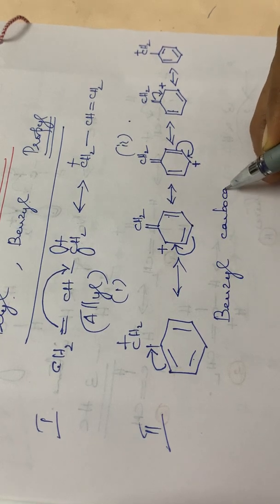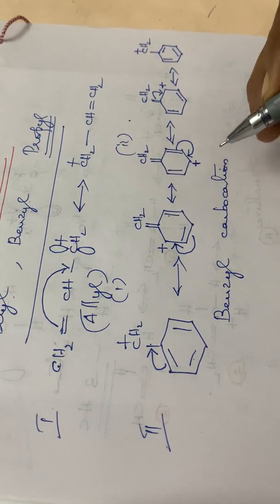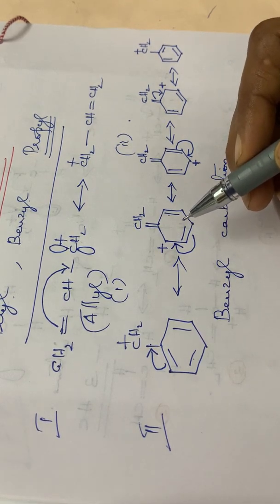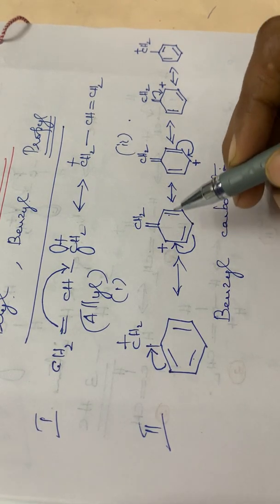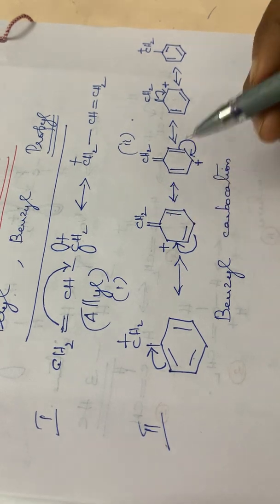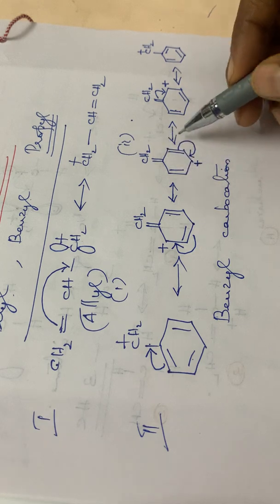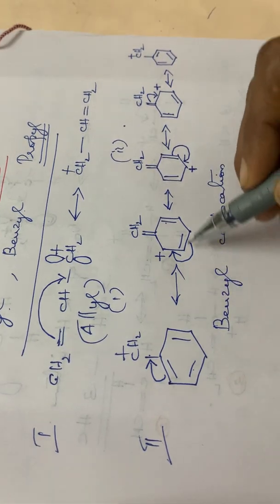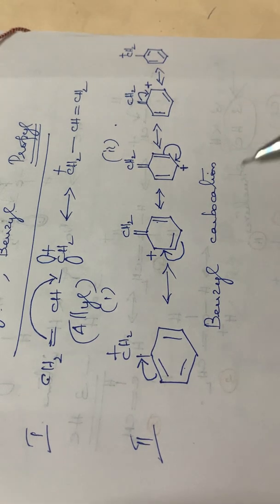Hope you are clear with this electron displacement. You have to represent this electron displacement in a particular direction, in a single direction. The electron shift should be shown like this. Okay, in the same direction, that is in a clockwise direction. Hope you are clear with writing these resonating structures. So these are the different resonating structures of benzyl carbocation.